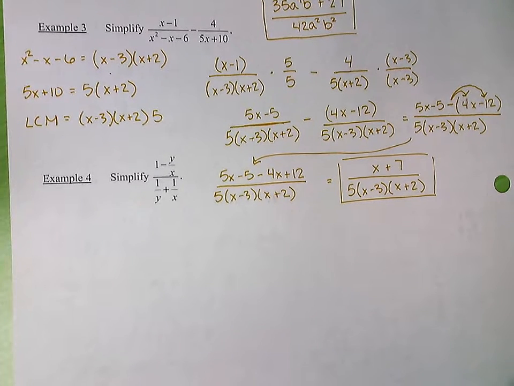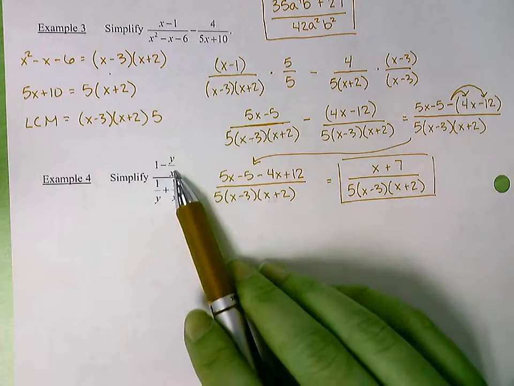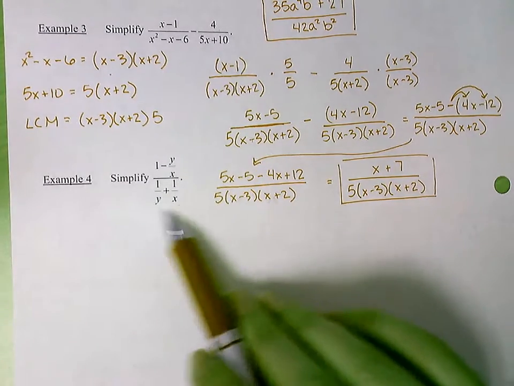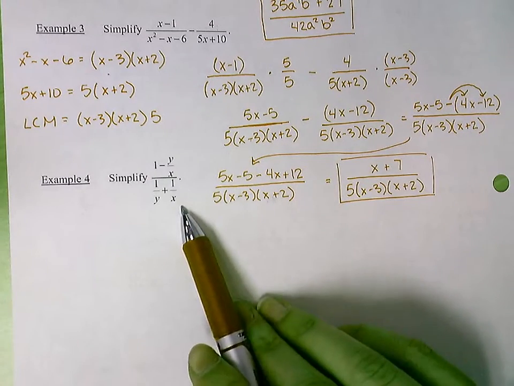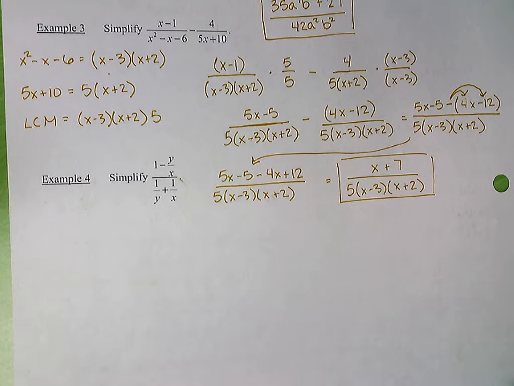Okay, so example 4 is a little bit different. You have fractions within a fraction, just like we were dealing with the other day. So the first step with these ones is to do what we were kind of doing up here. You want a common denominator within your numerator and a common denominator within your denominator. So separate these into 2 separate problems where you're finding that common denominator.